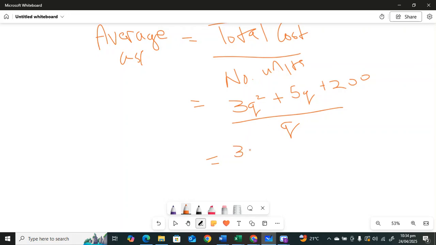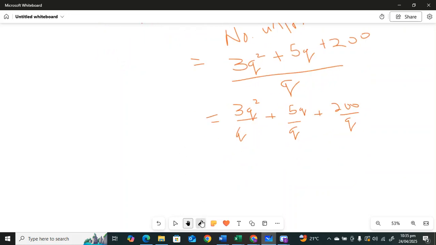Okay, so this is the same as 3Q squared over Q plus 5Q over Q plus 200 over Q. This Q goes, we have a 3Q here, plus this Q goes, we have a 5.